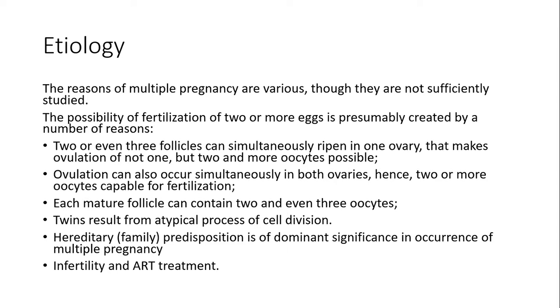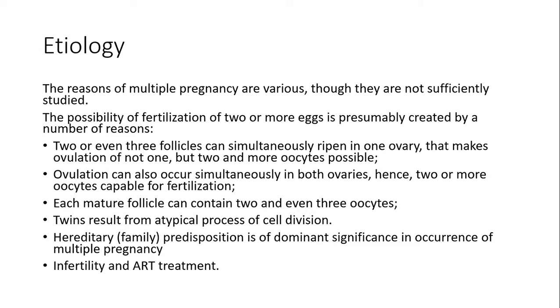What's the etiology of multiple gestation? The possibility of fertilization of 2 or more eggs is created by a number of reasons. 2 or even 3 follicles can ripen simultaneously in the ovary, which makes ovulation of not 1 but 2 or more oocytes possible. Ovulation can occur simultaneously in both ovaries, so 2 or more oocytes are capable of fertilization. Each mature follicle can rarely contain 2 oocytes at the same time.